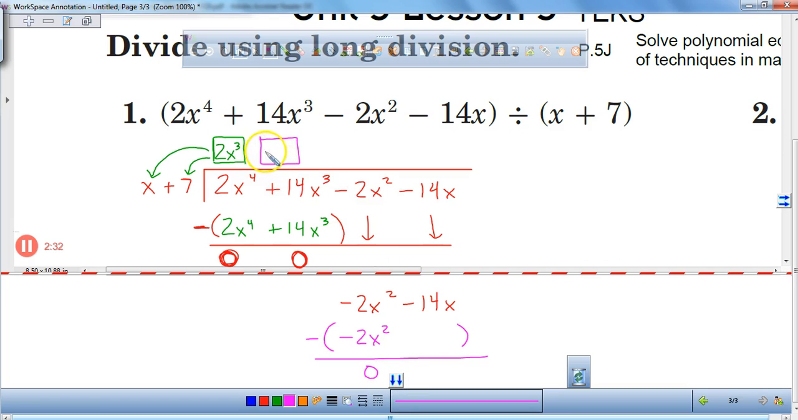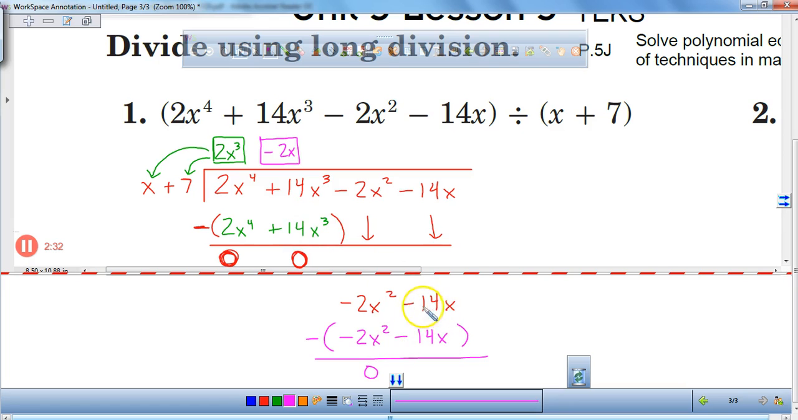What number? Well, we're going to have a minus 2. All right, so we got negative 2 times x is negative 2x, but it looks like I'm going to have to add another x right there, because negative 2x times x is negative 2x squared. That works. Now we're going to do negative 2x times 7, and negative 2x times 7 is negative 14x.